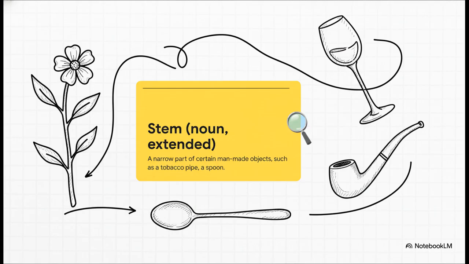Okay, but this is where it starts to get pretty cool. We take that core idea of a plant stem and we start applying it to things we've made. Think about the skinny part of a wine glass or the long part of a tobacco pipe. We call those stems too. See how the concept is already starting to stretch?